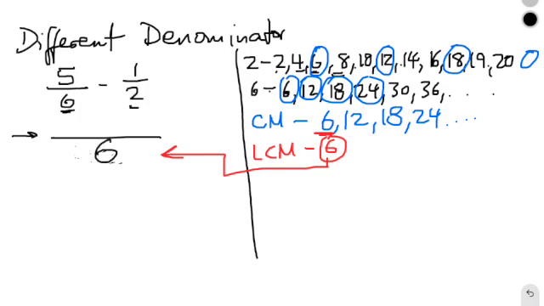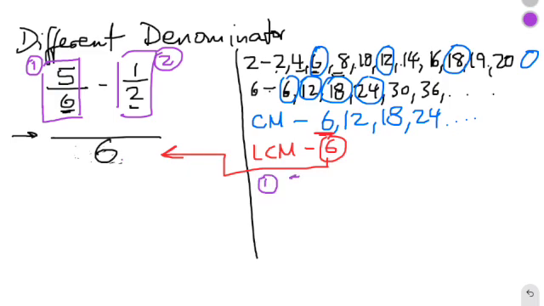So now that we found that, our next step is we have to convert the two fractions that we are working with to new fractions with this lowest common multiple, and I'll show you exactly what I mean. So two fractions, fraction 1 and fraction 2. Okay, fraction 1, remember, it was 5/6.